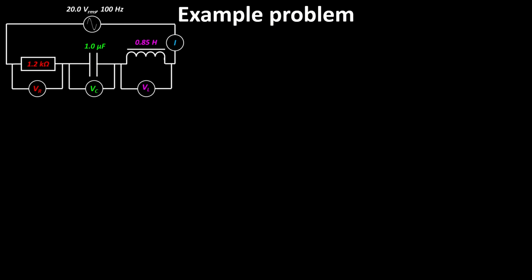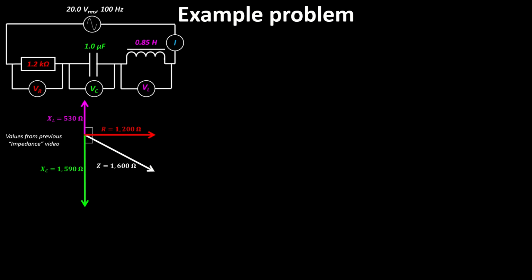So, an example, if we went through a problem. If we have the circuit here, which is a 20 volts RMS 100 hertz supply with a 1.2 kilo ohm resistor, 1 microfarad capacitor, and a 0.85 Henry inductor, we can go through and calculate the reactances and the impedance for the circuit. Now, this was done in the previous impedance video. I'm not going to go through all the working for that again. If you want to see how those values were calculated, you can go back and check out that video. But we're going to use those. So explain whether the circuit is at, above, or below the resonant frequency.